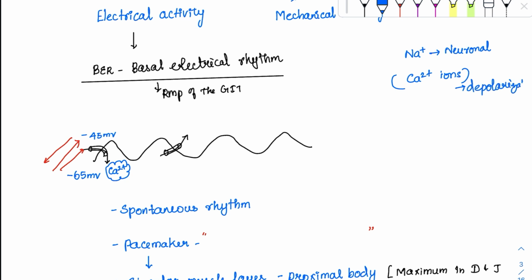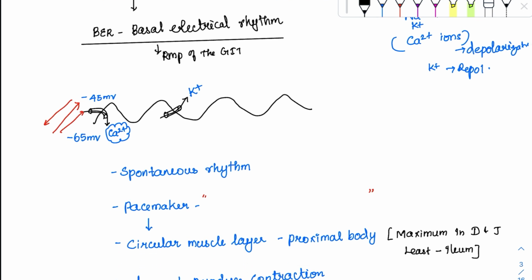Then which one is causing repolarization in case of a GIT? It is again the potassium. Even in the neuronal cells we saw it is potassium. In GIT also it is potassium. The repolarization part is by the potassium. So both are potassium. This is a spontaneous rhythm.